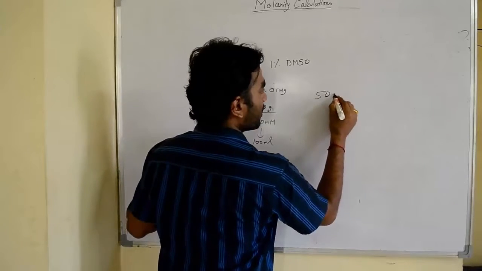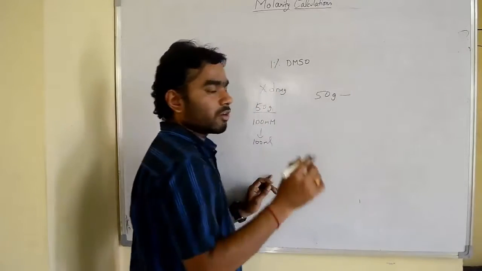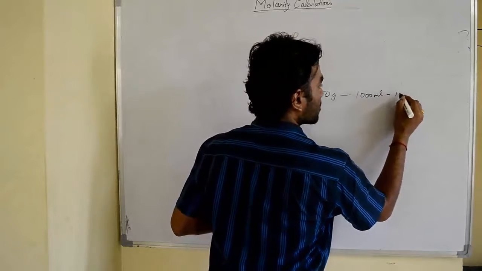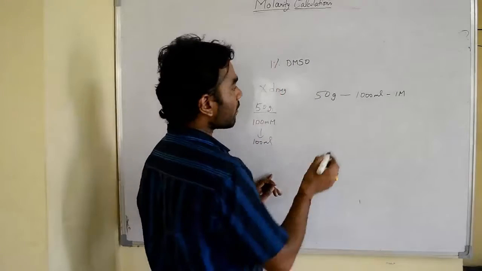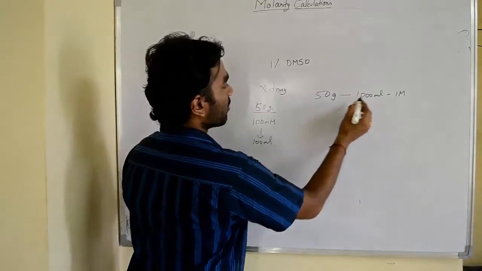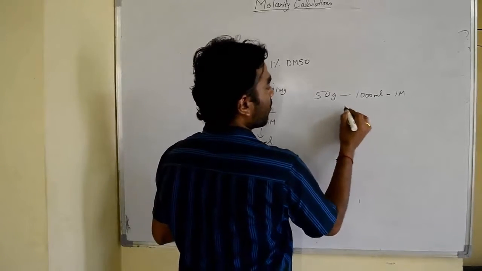Easy way, you have a molecular weight of 50 grams. So a 50 gram molecular weight means if you take 50 grams in 1000 ml, that becomes a 1 molar solution. If you want to get 100 millimolar, then how much should you take?